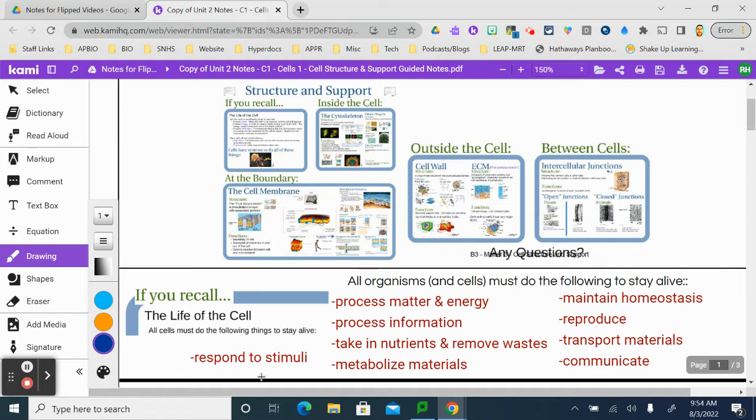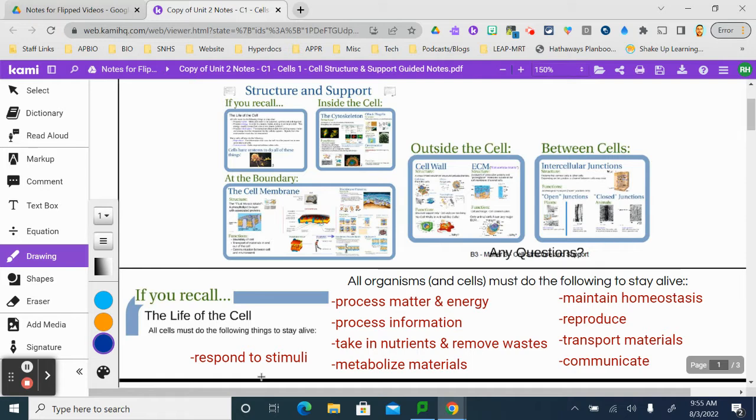Now, in order to do this, if you really think about it, the organism has to be able to do it, but really it's the cell or the cells that perform these activities. So processing matter and energy really happens inside of the cells and by the materials that the cells are making. We're talking about processing of information. We're talking about things in the cell that process the information, things such as DNA, RNA, ribosomes, as we'll see later on. Taking in nutrients, well, it's really the cells that are taking in those nutrients and utilizing them. Removing the waste, getting rid of those.